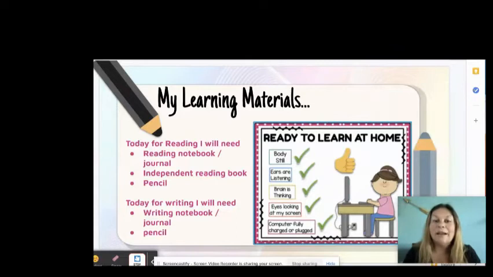And let's make sure we're ready to learn at home. Make sure your body is still, your ears are listening, your brain is thinking, your eyes are looking at the screen, and most importantly, let's make sure that our computers are charged or that they're plugged in, okay? But I think you're ready. Let's go.